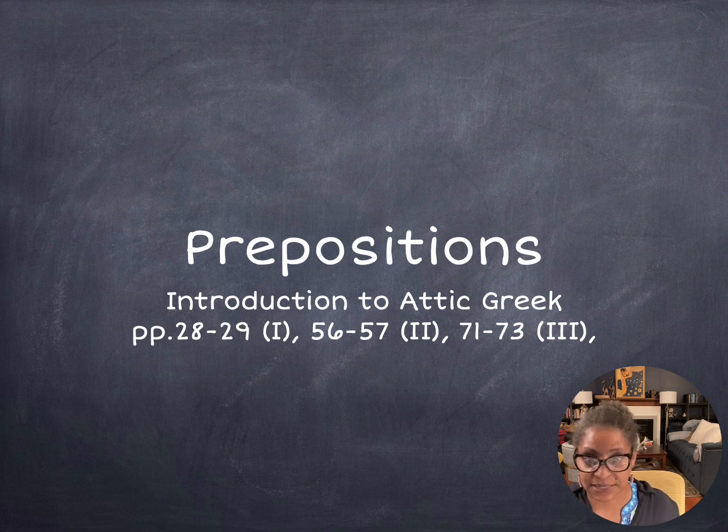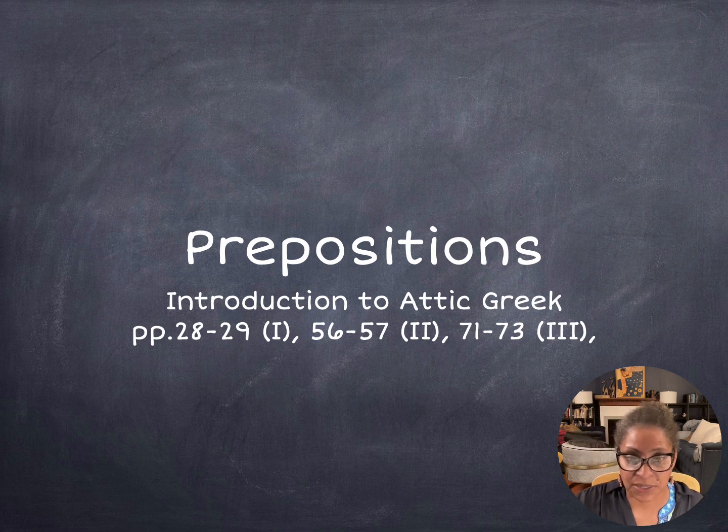For more detailed explanations, you can go into the textbook, Introduction to Attic Greek, pages 28 to 29 for the first category, 56 to 57 for the second category, and 71 to 73 for the third category. By categories, I'm referring to whether or not the preposition takes one, two, or three cases. So category 1 takes one case, category 2 takes two cases, and category 3 will take three cases. So let's get going.